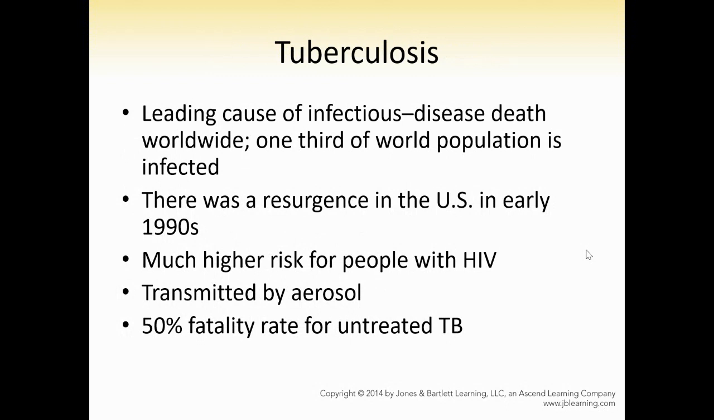It's more common in areas where people are living in very close quarters together, and there's not adequate medication in those areas as well. There was a resurgence in the US in the early 1990s. The risk of TB is much higher for people with HIV because they're immunosuppressed. TB is transmitted by aerosol, so it's in the air, so think of people with TB coughing. And it has a 50% fatality rate if it's untreated.